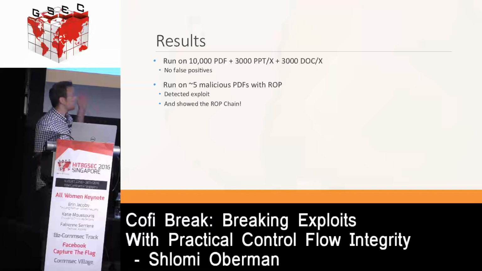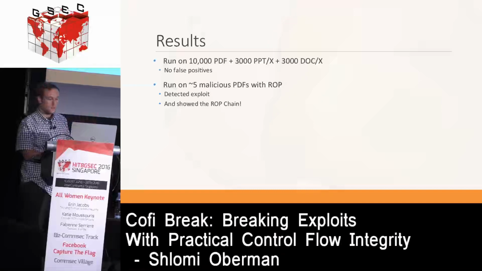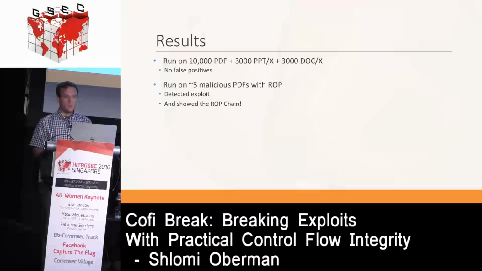And a cute little side effect is it actually shows the ROP chain, right? So one thing is knowing there's an exploit, but we can also show and prove that there's an exploit, and we can help, say, incident response or somebody analyzing a file, or just learning, to actually see the ROP chain or other CFI problem.